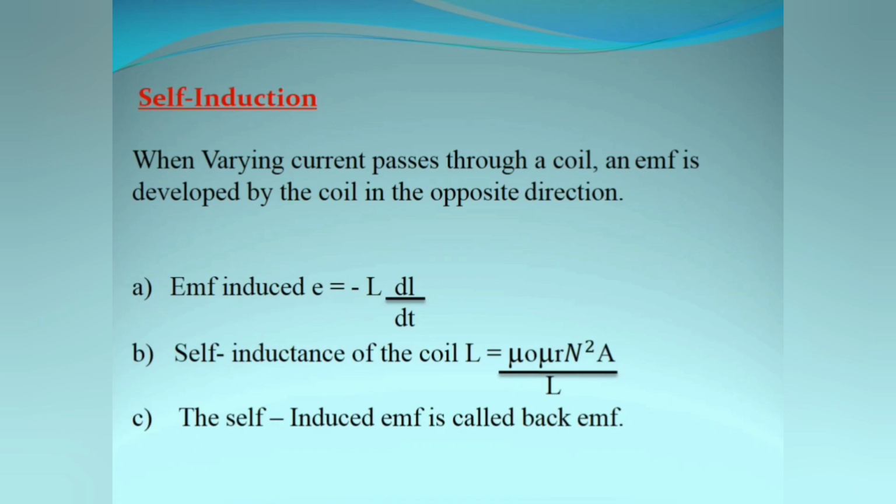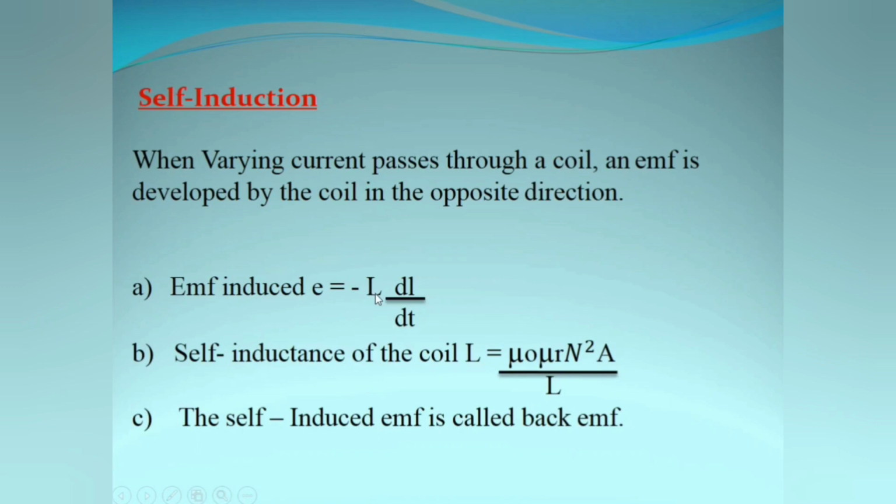And this is self-induction. Induced EMF takes place by itself. That means when a changing current passes through the coil, an EMF is developed by the coil in the opposite direction. So whenever current changes in the coil, induced EMF takes place in the same coil, but in the opposite direction. So we call it self-induction. Induced EMF is given by the equation E equal to minus L into di by dt.